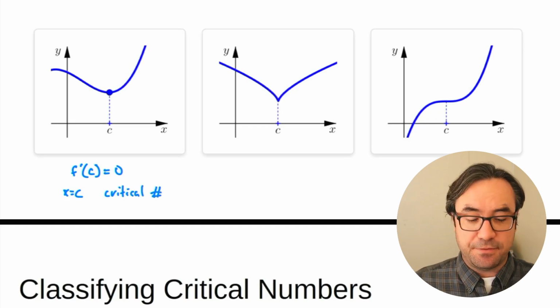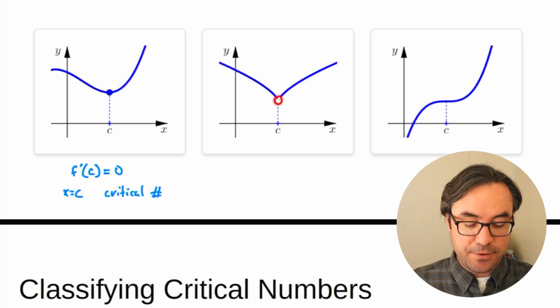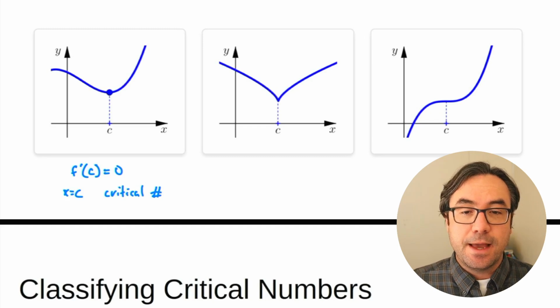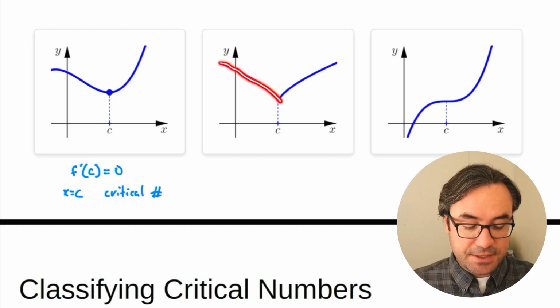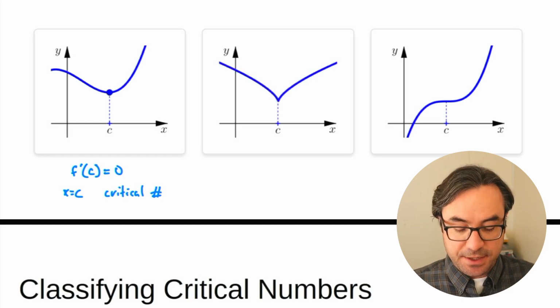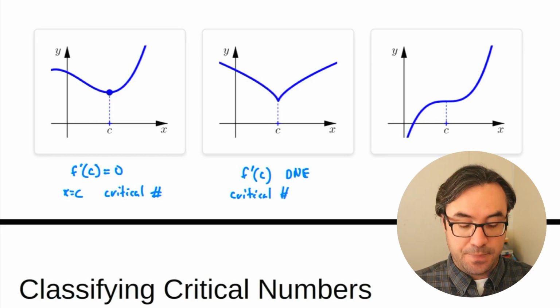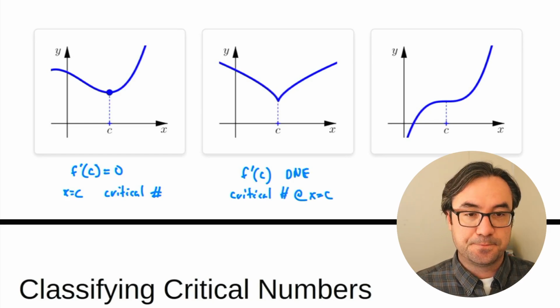Same thing in the second graph. So in the second graph, there's a point on the graph at x equals c, so there's no missing point there, so it's in the domain. And what we have in this case is we have a cusp, so that means the derivative is undefined. So in this case, we also have a critical number at x equals c.